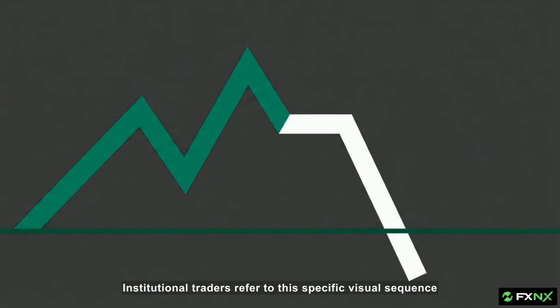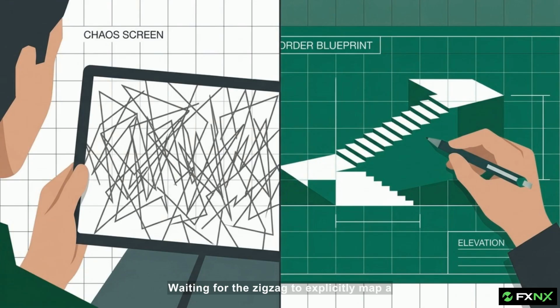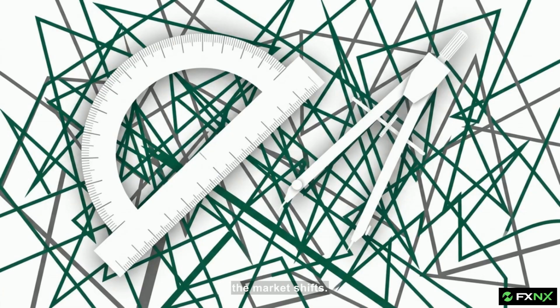Institutional traders refer to this specific visual sequence as a change of character, or CHoCH. Waiting for the zigzag to explicitly map a lower high and lower low stops you from mistaking a routine dip for a trend reversal. You only react when the actual geometry of the market shifts.